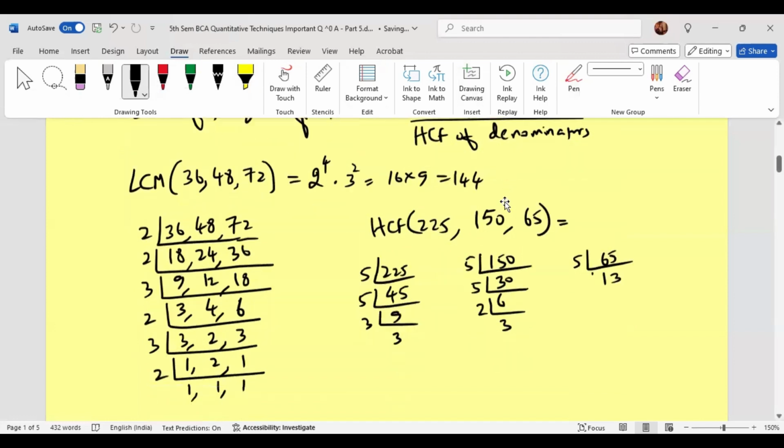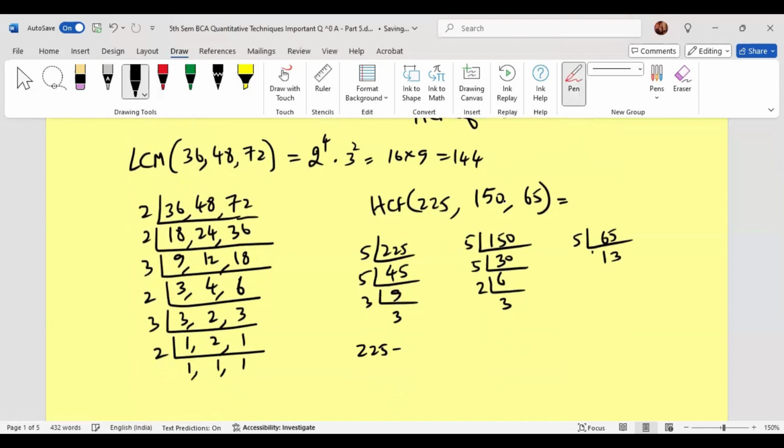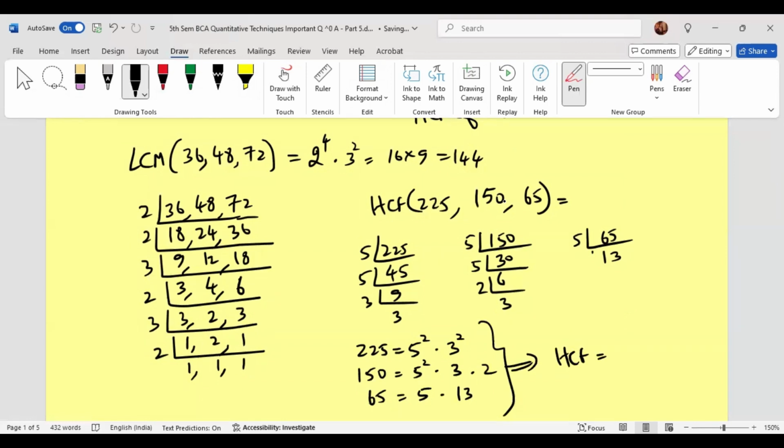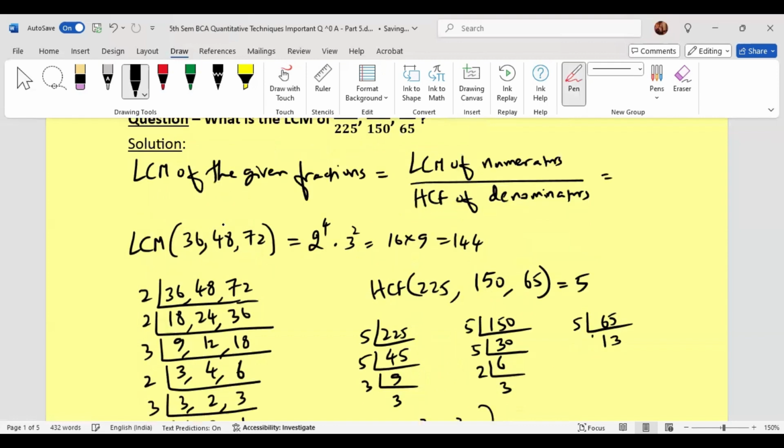So we can write 225 as 5 square into 3 square, 150 as 5 square into 3 into 2, and 65 as 5 into 13. This indicates that the HCF will be 5. Only 5. So we can go back and write down the LCM of the given fractions will be 144 divided by 5. That will be the solution for this question.